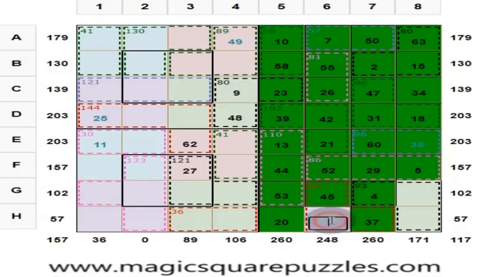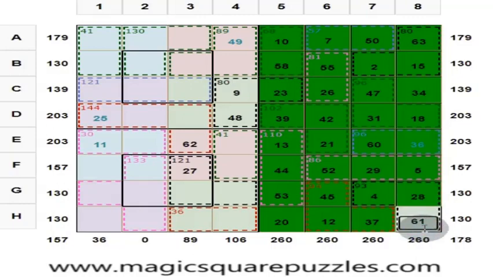45. And what is this? This is 12. And what is this? This is 28. And what is this? This is 61. So now we have finished two subsquares. Okay.